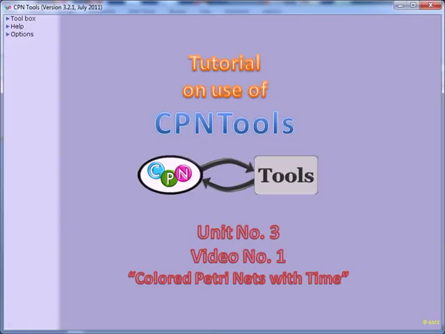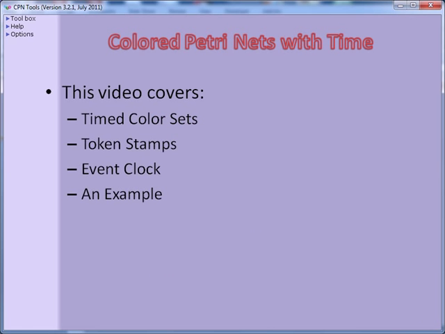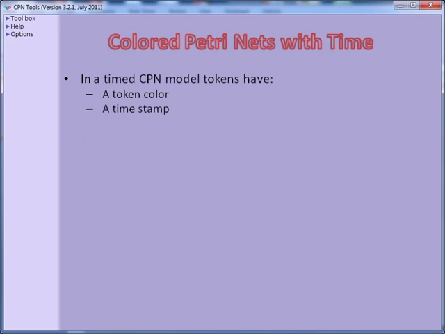This is video 1 of unit number 3 in our series of videos on the use of CPN tools software. In this video, we will be discussing the use of time in colored Petri net models when such models are implemented in CPN tools. In this video, we will cover timed color sets, time stamps on tokens, and the concept of an event clock or a simulation clock as they are implemented in CPN tools. And as always, we will discuss all these features with the help of a very simple example CPN model.